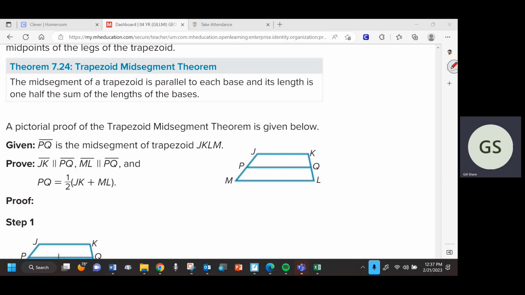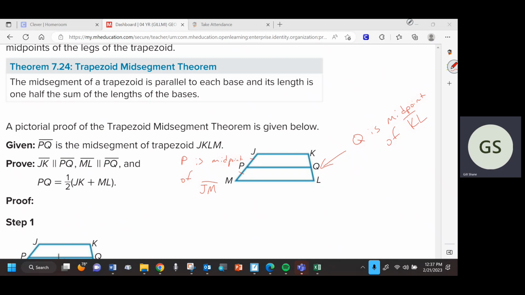So if we take the midpoint of both legs, Q is the midpoint of KL, and P is the midpoint of JM. I'm not really going right along with the book, but I'm guessing most of this is in there the same way. It's a pretty short lesson, so this is really all you need. If we find the midpoints of those two segments and connect them, that is the mid segment. Makes sense? Two midpoints, it's a mid segment.